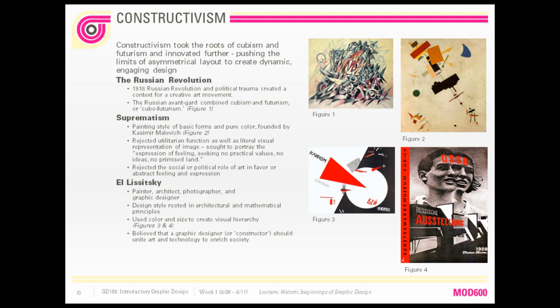So his design style was rooted in mathematical principles and also his strong architectural influence. If you look at figure 3, for example, it's an interesting balance because you have that strong red of the triangle that's trying to lead your eye to go to the lower right corner, but then you have that strong diagonal and that black shape that's leading you from the top right down to the lower left.